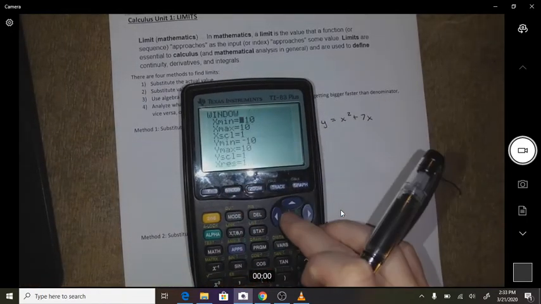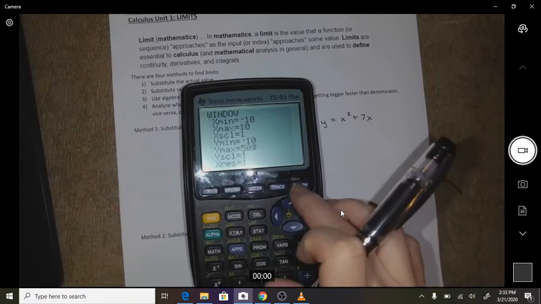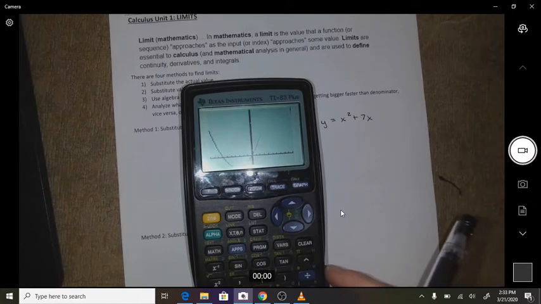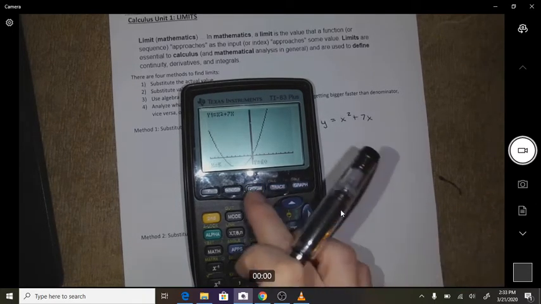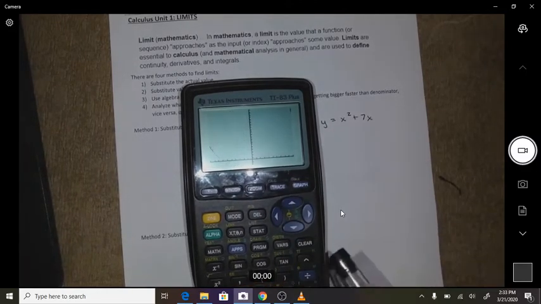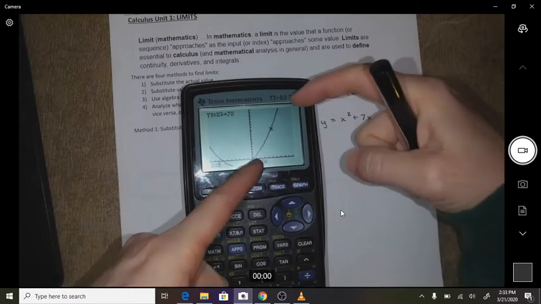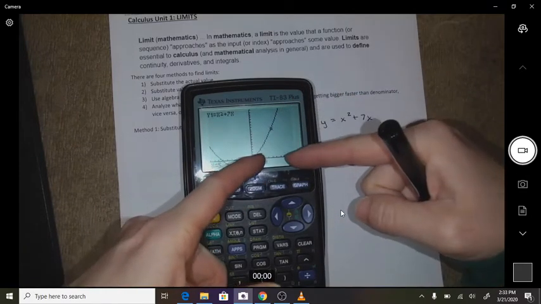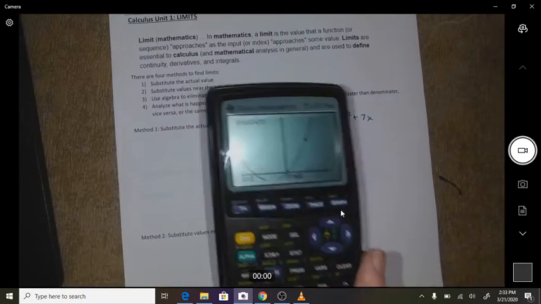Okay, so I'm just going to make my window bigger here. Let's go to 100. Okay, so here we have a parabola. So as we approach 5, we can see as we're getting closer and closer to 5 on the x, what is the height approaching? That's basically what we're asking.